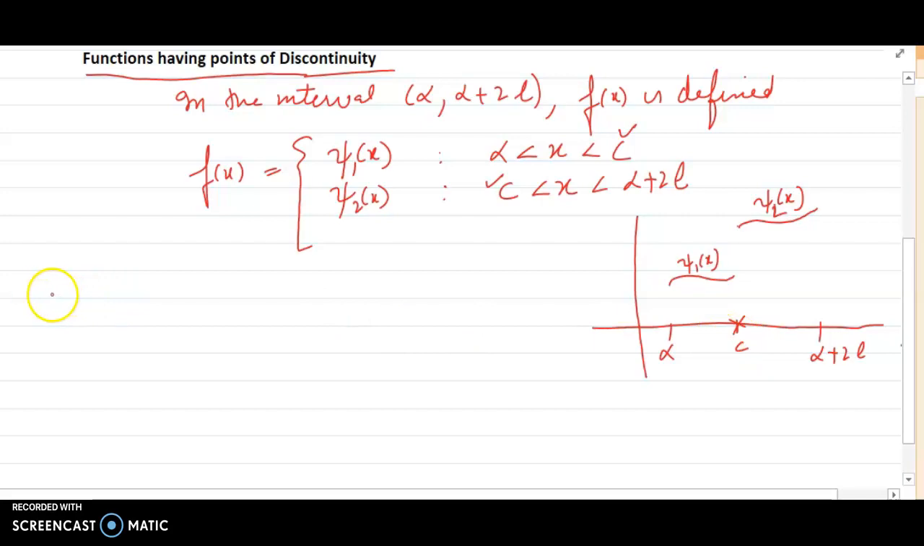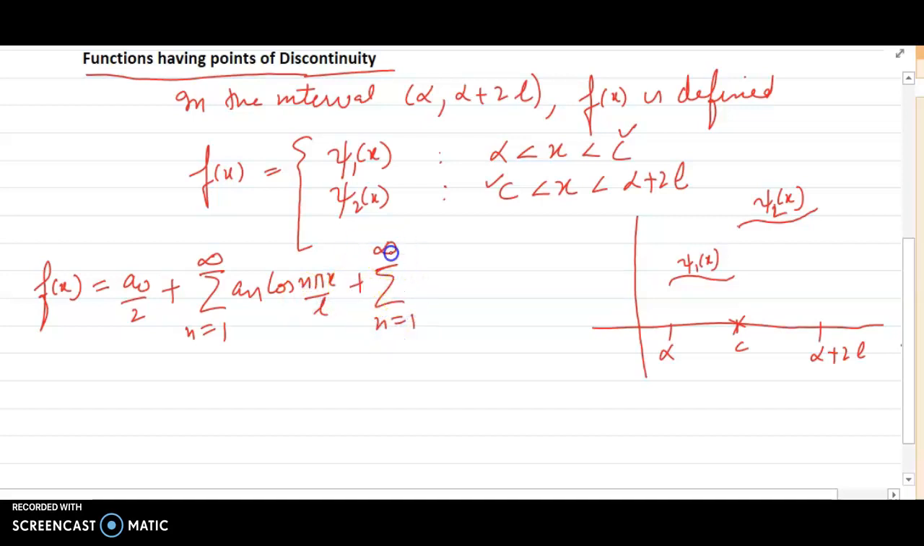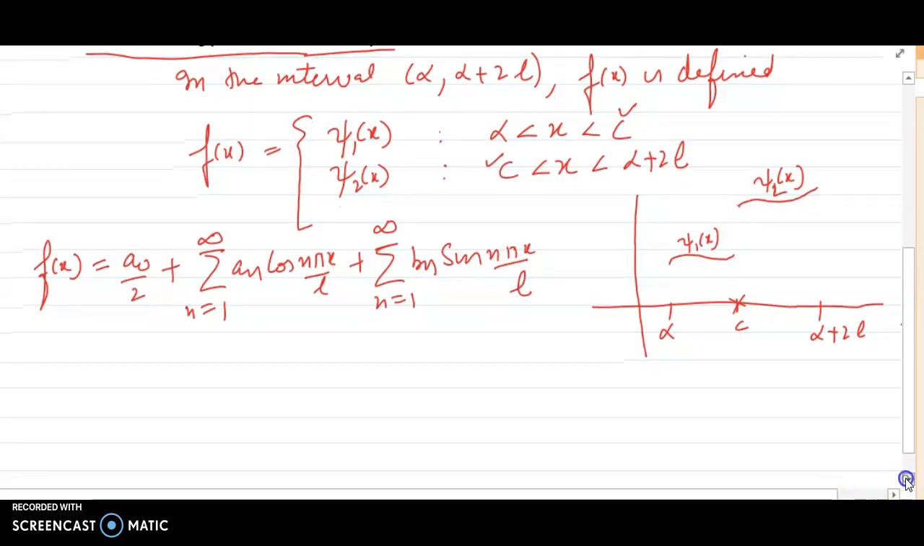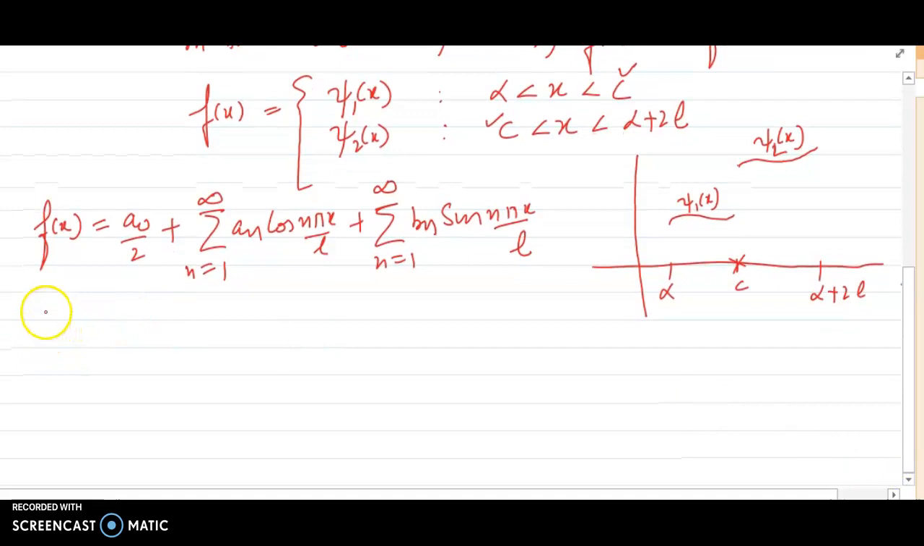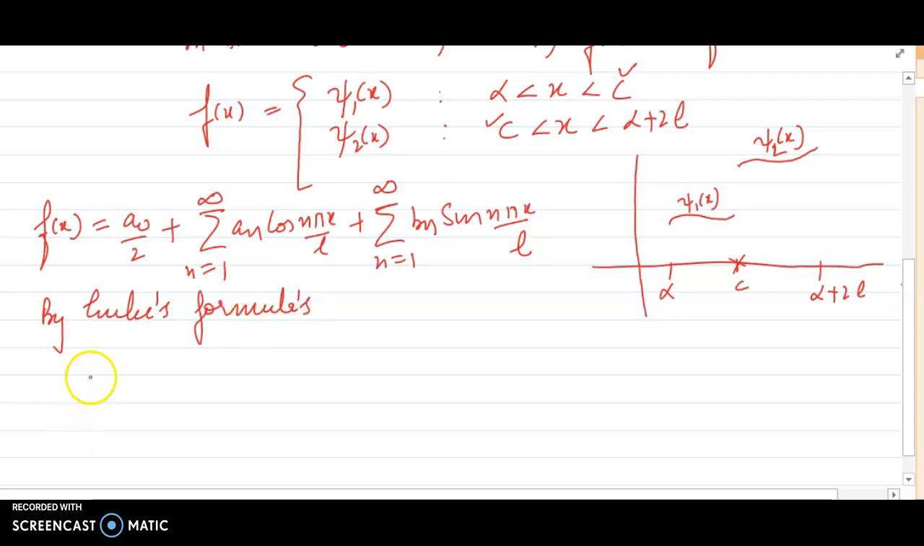Now in this case, the Fourier series will remain the same. That is, f of x is equal to a naught by 2 plus summation n varies from 1 to infinity a n cos of n pi x by l plus summation n varies from 1 to infinity bn sin of n pi x by l. There is a change in the evaluation of the Euler's formulas. By Euler's formulas, I will write the value of a naught.